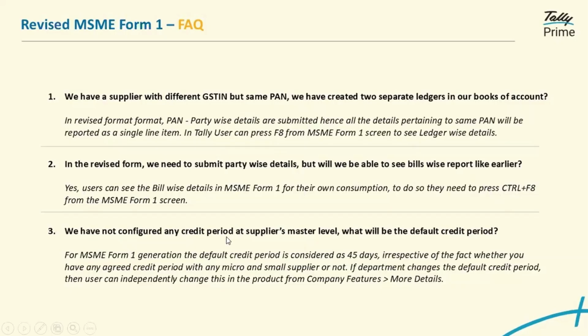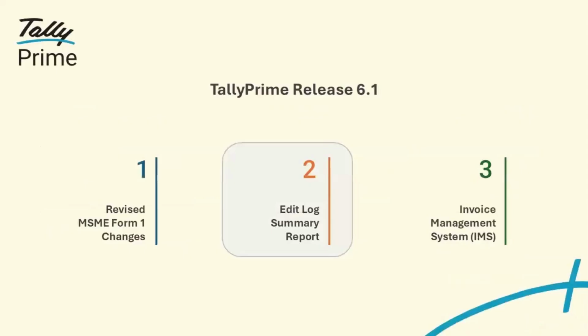Then, we have not configured any credit period at supplier master level. What will be the default credit period? So see, if in the ledger master you have simply specified bill-by-bill and you have not specified the credit period, Tally by default will take 45 days of credit period.